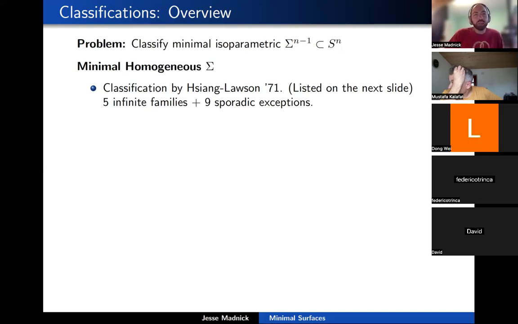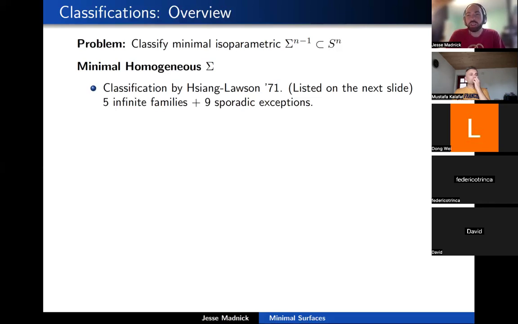So again, it would be great to classify the minimal isoparametric hypersurfaces in round spheres, and clearly there's a lot to do here. First, you might want to look at the subclass of the homogeneous ones. Can you at least classify those? And that's been done. That was done by Hsiang and Lawson in 1971. It's a really interesting list. There are 5 infinite families and 9 sporadic exceptions of homogeneous minimal hypersurfaces in spheres. I'll give the list on the next slide. We'll return to this list frequently.